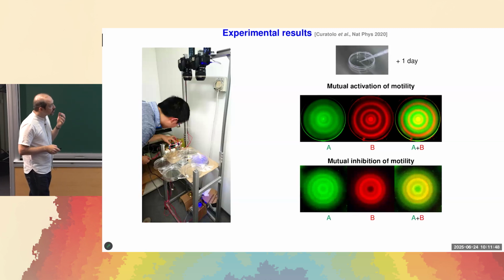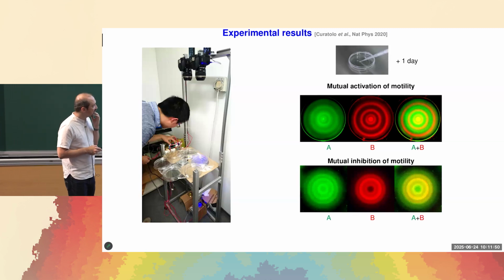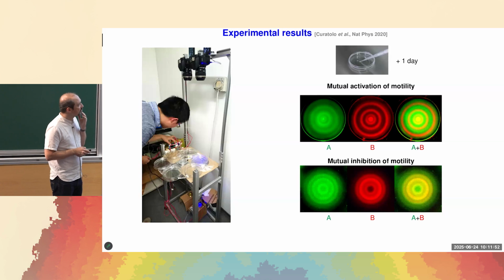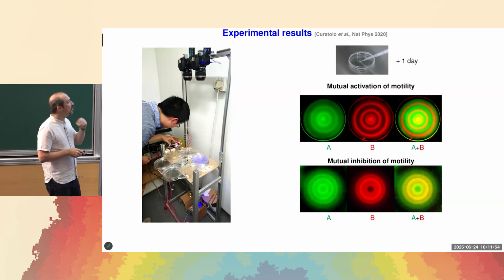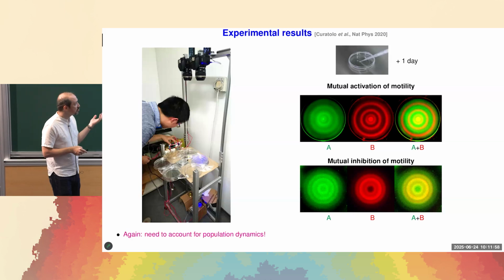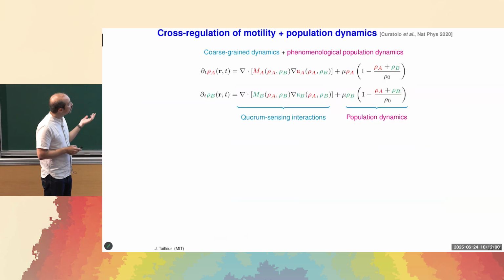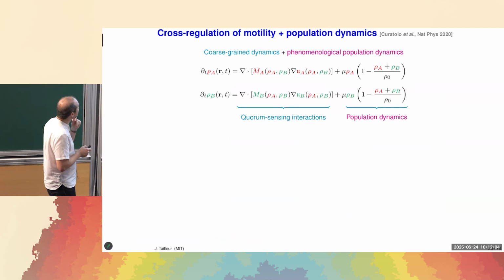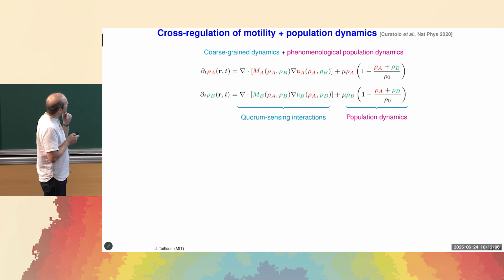And then you can also do mutual inhibition of motility, and in this case you also get rings, but the rings are colocalized. Again, you get rings and no phase separation. I would argue that this is due to population dynamics, and we can show it. And that's when your question about Turing pattern will be relevant.